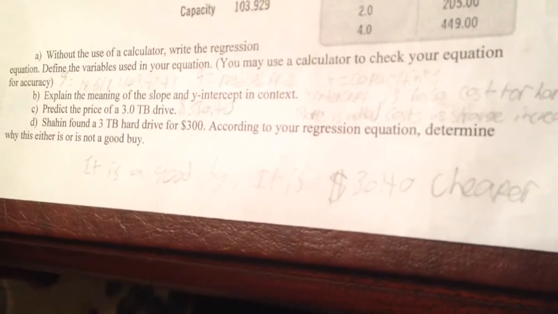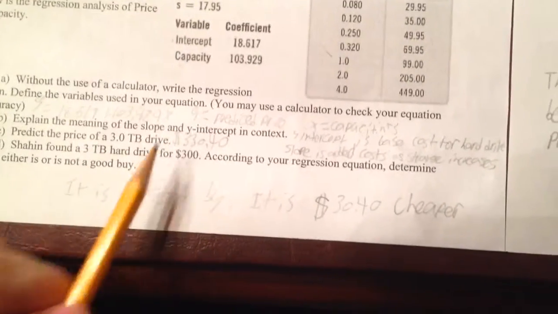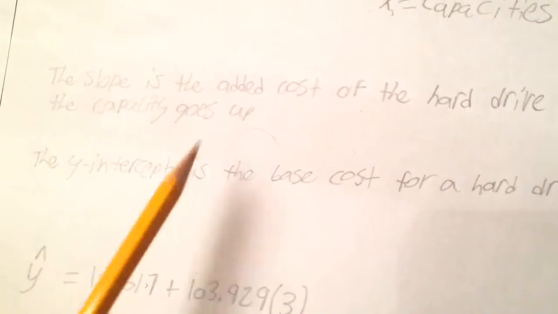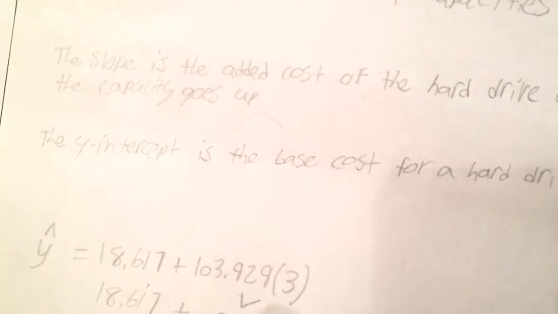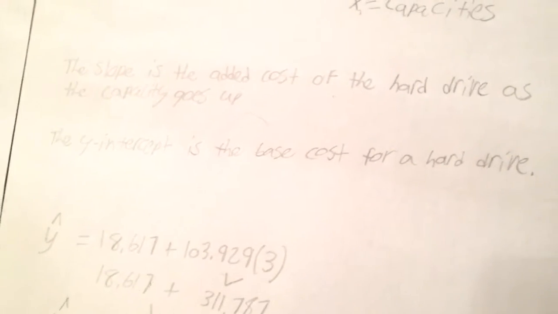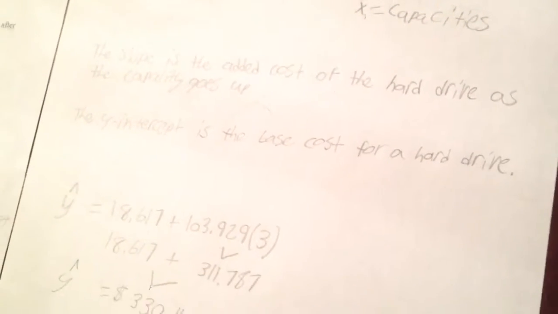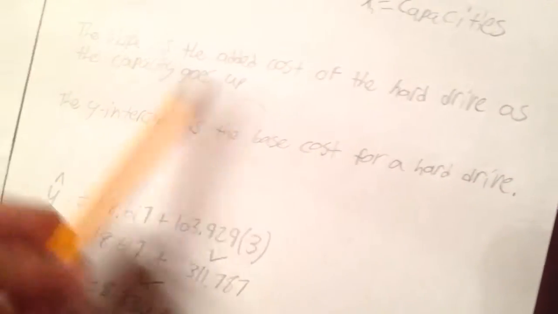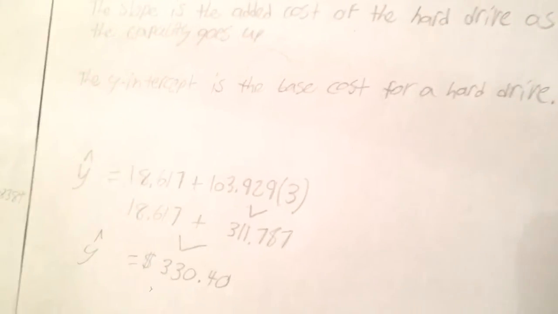So back to B, to the next one, the meaning of the slope and the y-intercept in context. So we have to explain that. So the slope is the added cost of the hard drive as the capacity goes up. So basically what this is saying is, as the capacity goes up, the cost of the hard drive goes up, or as the capacity of the hard drive goes up, the cost goes up. And that's what the slope's telling us.